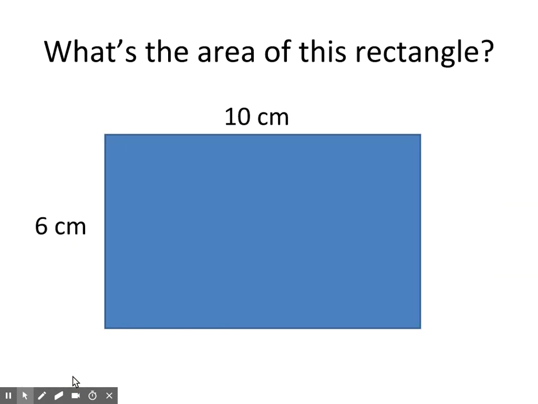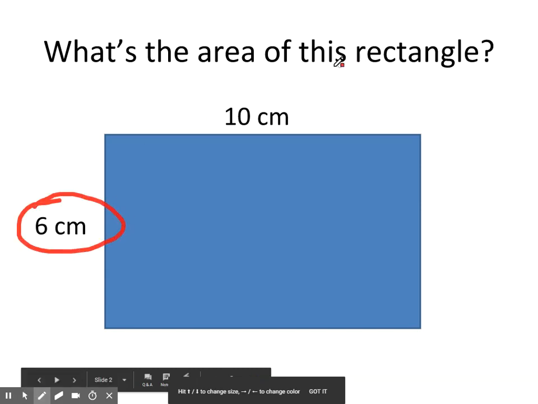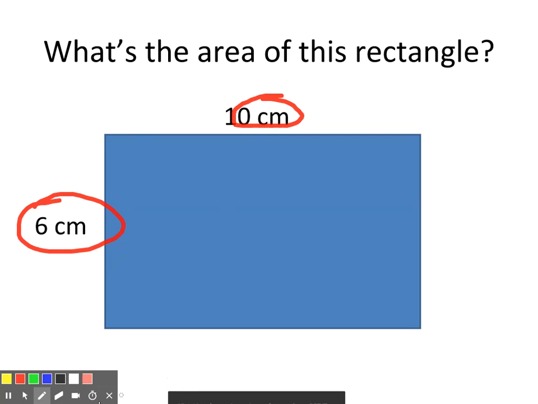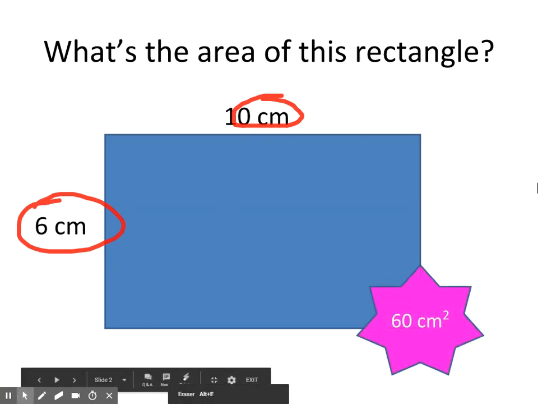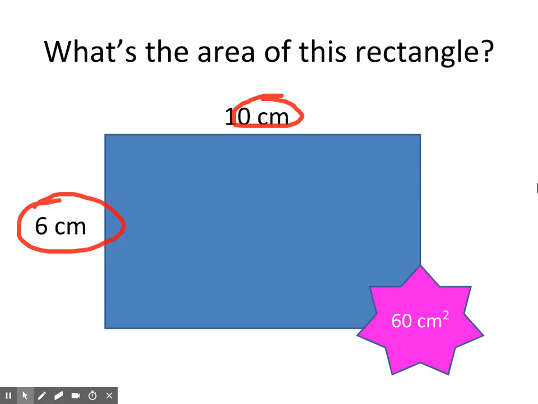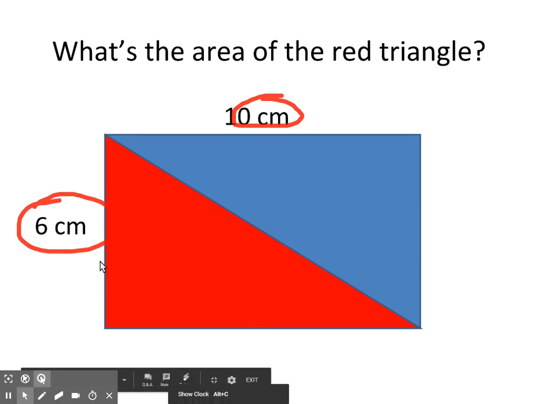So if we wish to find the area of this rectangle, we know that the formula is that we multiply length times width. So for this one, we're going to do the 6 times the 10. And we know that when we do 6 times 10, we get an area of 60 square centimeters or 60 centimeters squared. So what if we're asked to find the area of this red triangle?